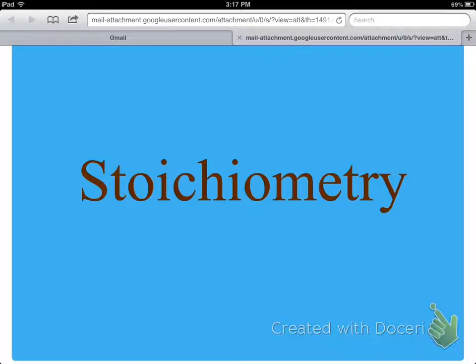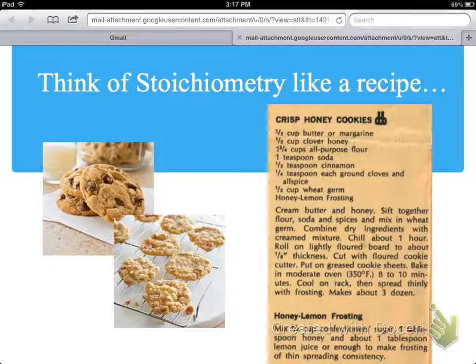Our next topic we're going to talk about is called stoichiometry. So I don't know what you've heard about it, but stoichiometry we're going to use pretty much the rest of the year. So the way to best think of stoichiometry is like a recipe.